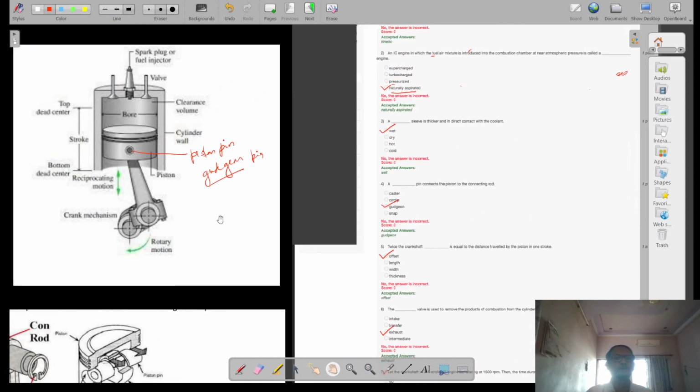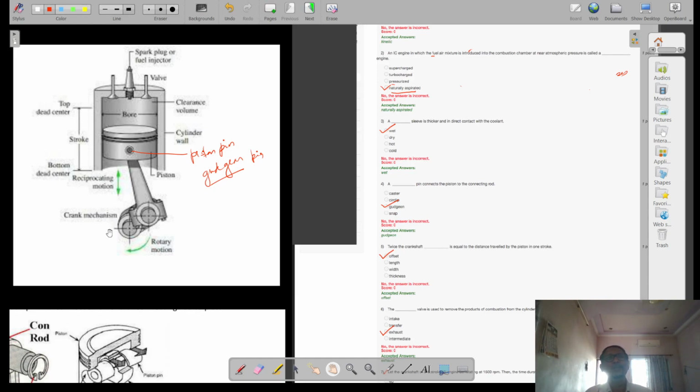So this is the phenomenon. When the piston is nearest the crankshaft, this is the bottom dead center. Then if it is farthest away it is the top dead center. And dead center is the position when the piston is going to reverse.